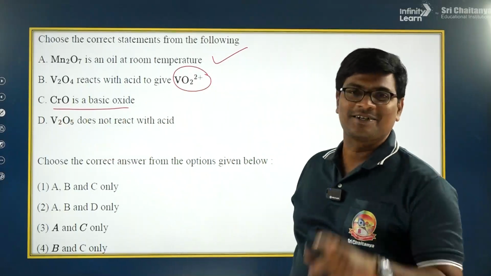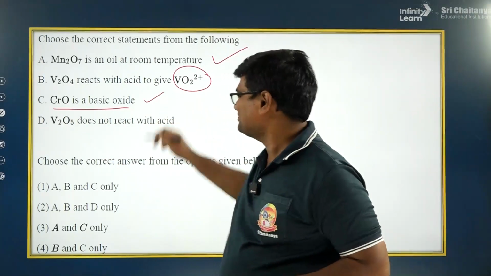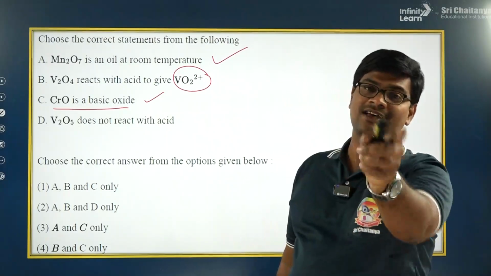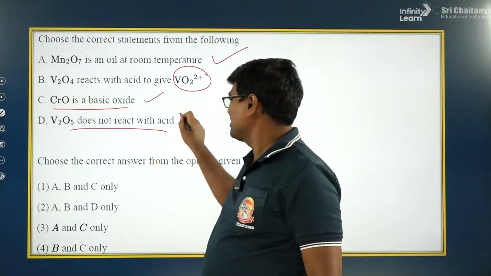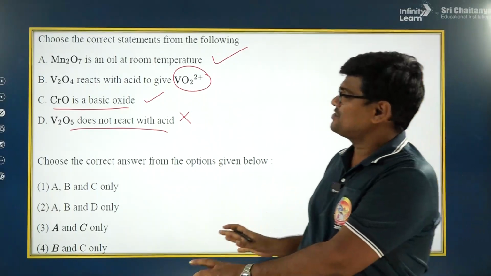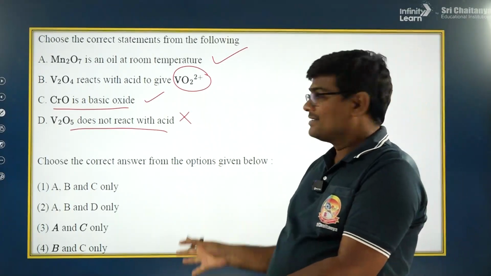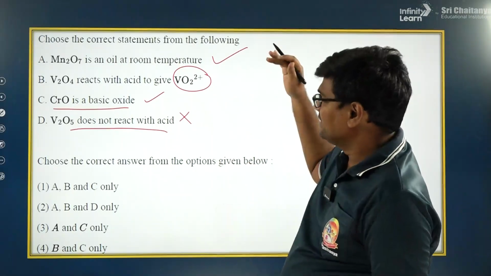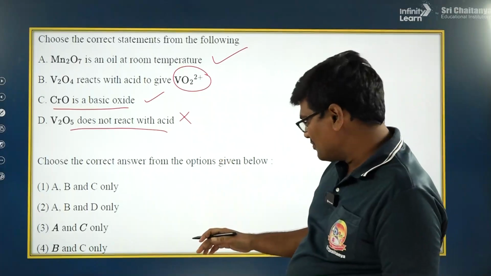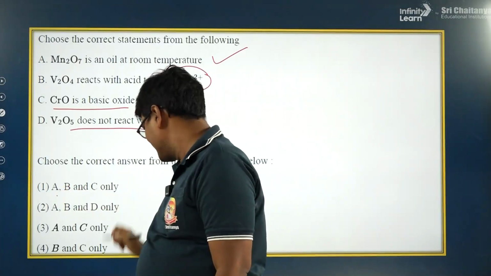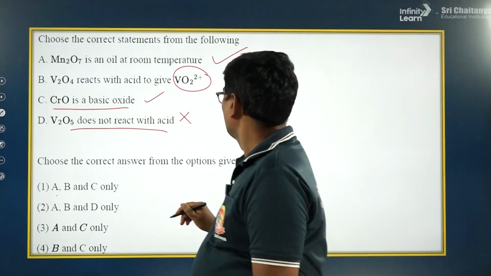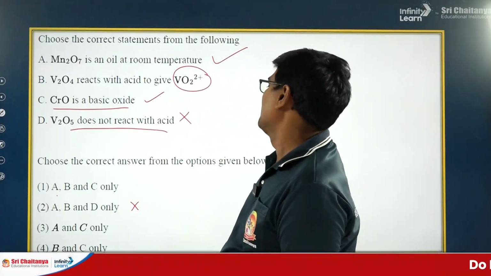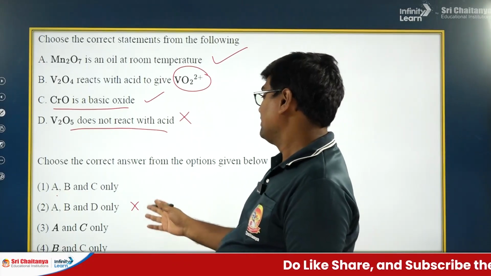Chromium oxide is a basic oxide, right? NCERT line. V2O5 is actually amphoteric. So it reacts with acid as well as the bases, but they are telling it does not react with the acid. That means we are 100% sure that A and C are correct and D is incorrect. They are asking the correct answer from the following options. So A and C, where is A and C? B is incorrect, right? So sorry, not B, which is incorrect. D is incorrect, so we can eliminate this option. And A and C are correct.